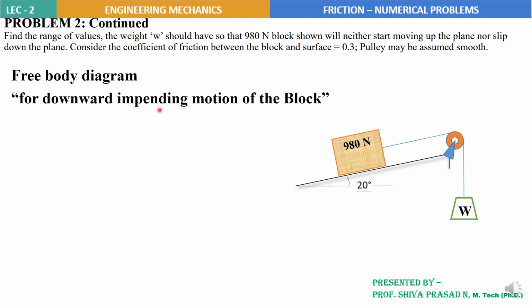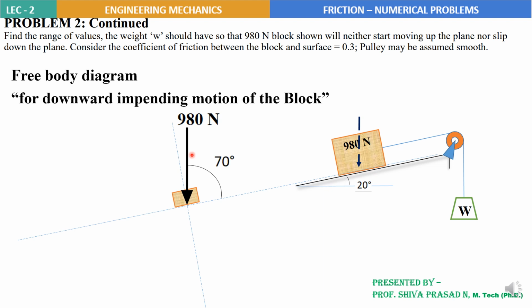For downward impending motion of the block, the free body diagram would be, again considering the x-axis on the inclined plane, and perpendicular to that I choose the vertical axis, and the block is placed at the center. 980 Newton, the weight of the block, acts downward, and the inclination of this 980 Newton block with the horizontal is 20 degrees.